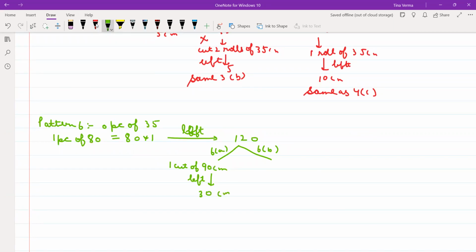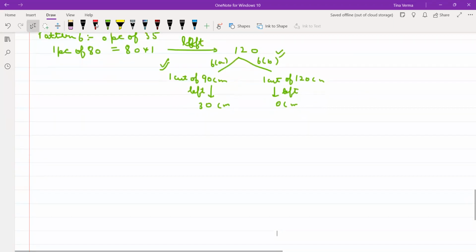ऐसा केस अभी तक आपने कोई discuss नहीं किया, that you have not cut 35 centimeter roll and you have cut 1 roll of 80 and 1 roll of 90 and you are wasting your 30 centimeter, right? The next can be one cut of 120 centimeter. So you have wastage as 0 centimeter. That means both of these patterns are your new patterns, right?